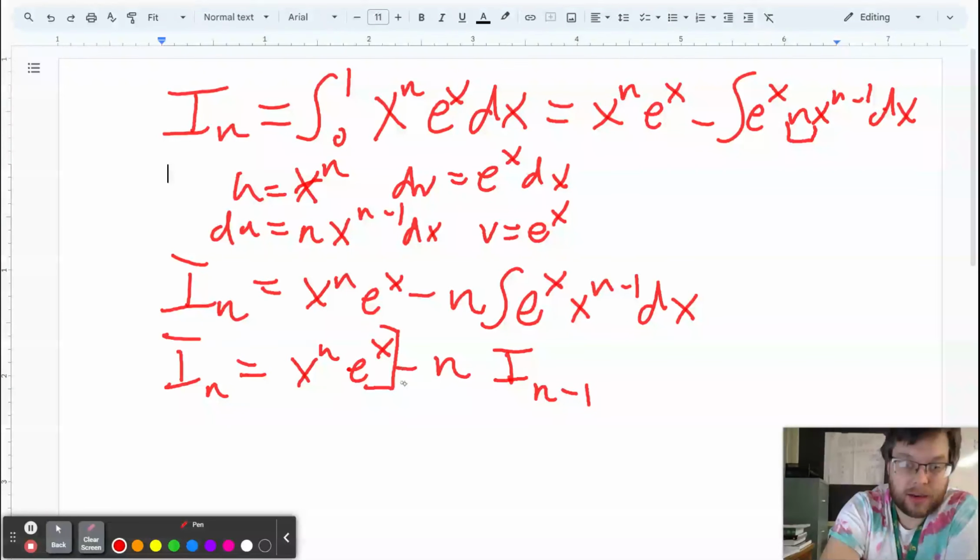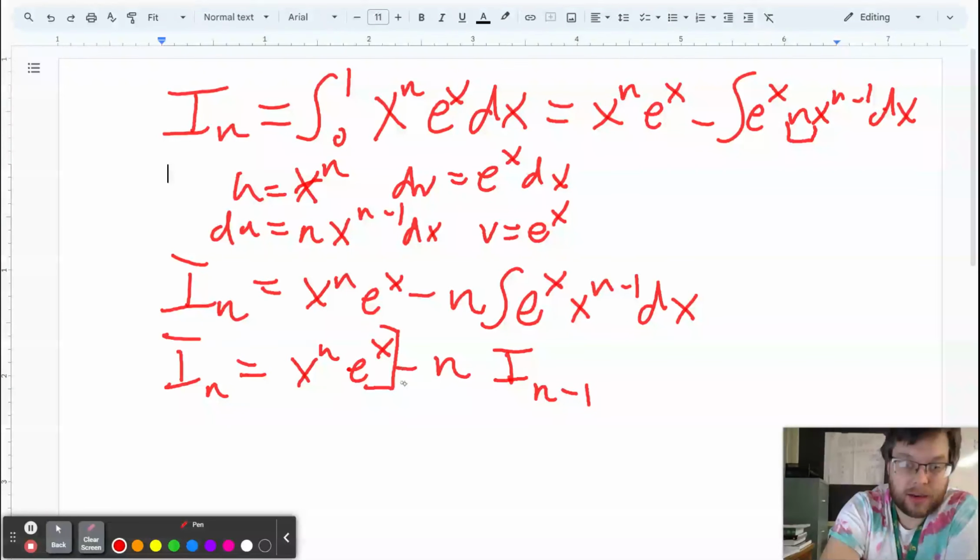One other thing I can do here is I can plug in my bounds of integration. They were 0 and 1 in the original problem. So now I know that the integral is really 1 to the n e to the 1 minus 0 to the n e to the 0 minus n times that, which simplifies to just be e minus n times the previous integral.